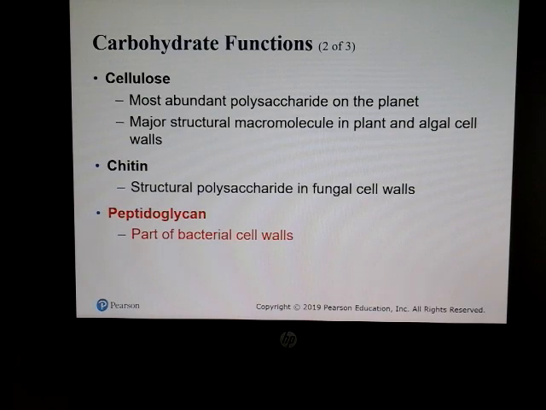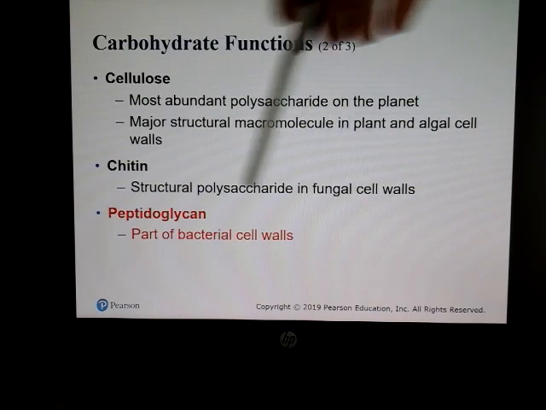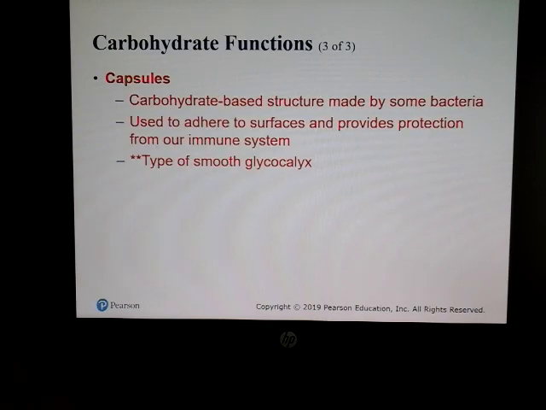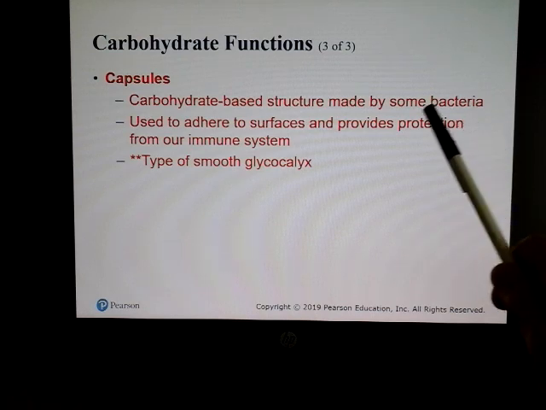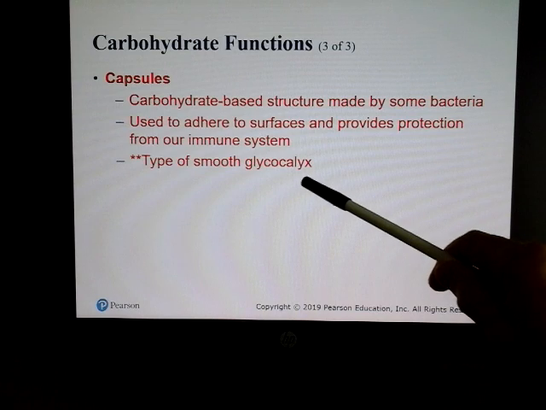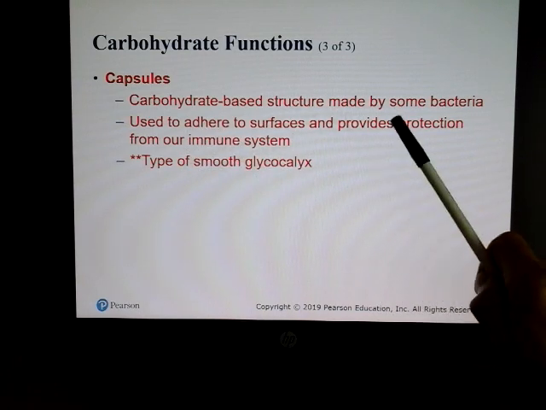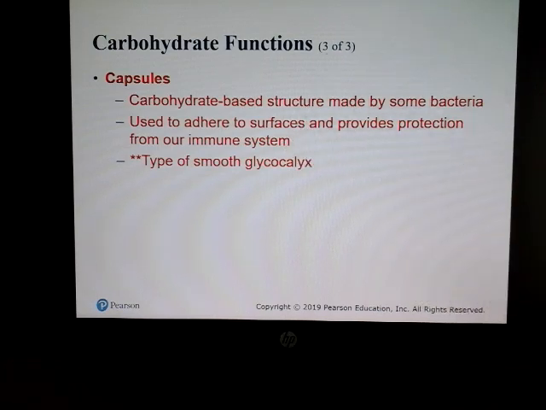The one I'd like you guys to know is in red, and that's peptidoglycan. And the reason I'd like you to know that is every bacteria has peptidoglycan. So only bacteria have this. It's part of the bacterial cell wall. Capsules are another important type of carbohydrate that cells have. Basically, it's a smooth type of glycocalyx. It helps the cells adhere, and it also protects them from our immune system.